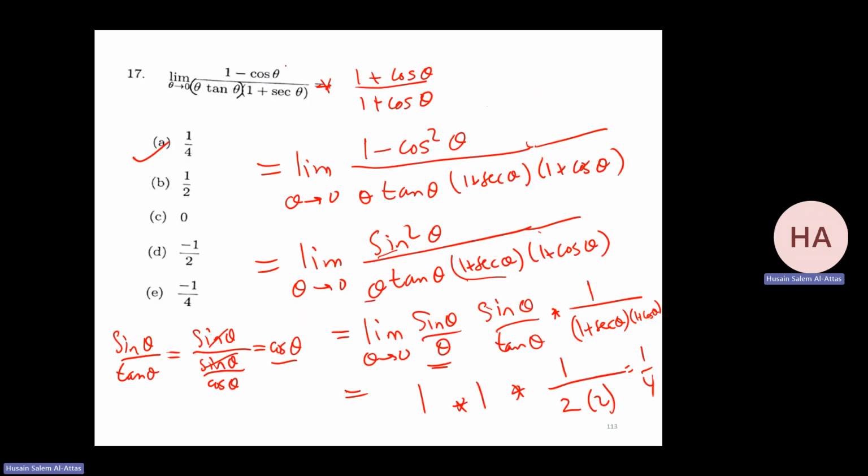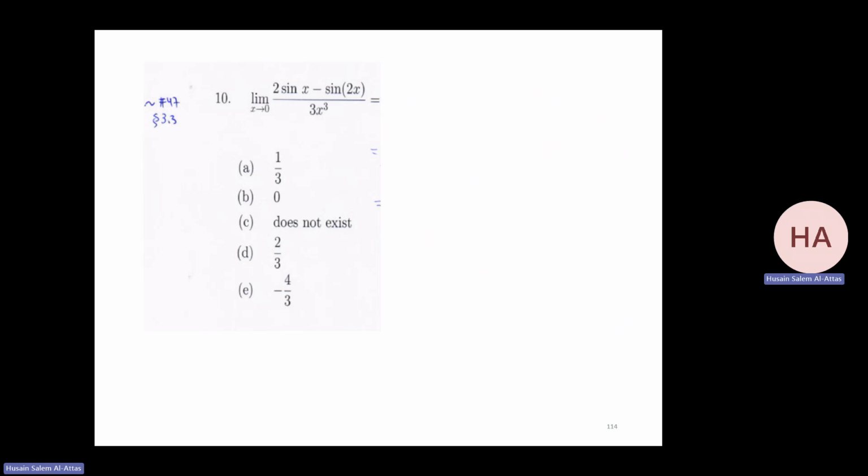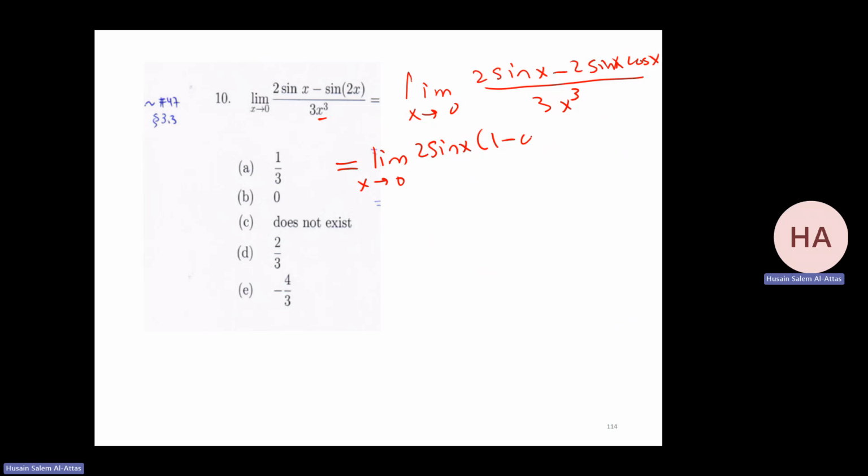The idea is just we rationalize. Or I mean, we multiply by this one, not rationalize, multiply by 1 plus cosine theta, and that will fix the problem. Same thing here. If we do the calculation, don't forget this is x cubed. So it takes 2 sine x, sine 2x is 2 sine cosine over 3x cubed. That will be the limit. I took 2 sine common factor. I have 1 minus cosine over 3x cubed.